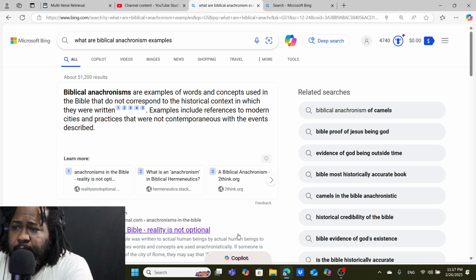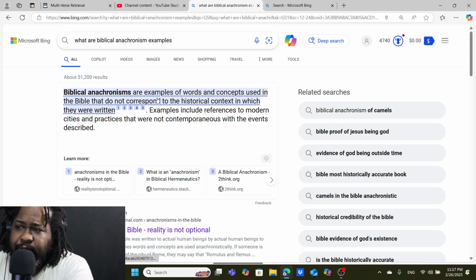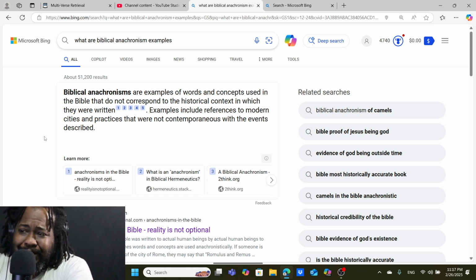I want to just talk about biblical anachronisms very swiftly. Biblical anachronisms are examples of words and concepts used in the Bible that do not correspond to the historical context in which they were written. Examples include references to modern cities and practices that were not contemporaneous with the events described.